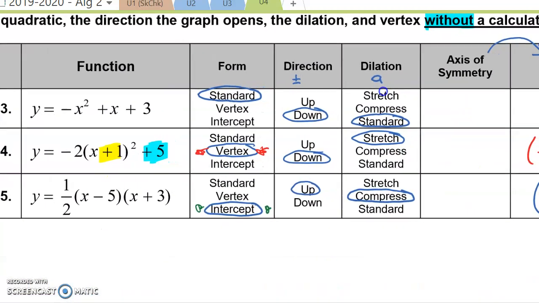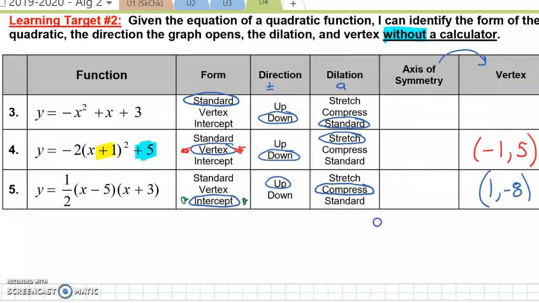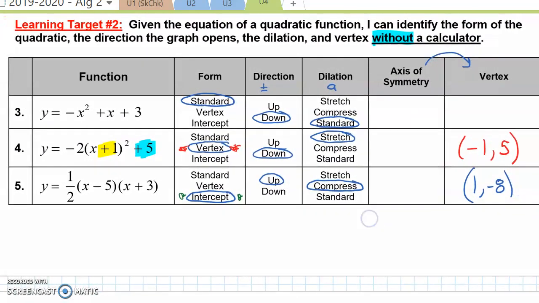So let's take a look at question number 3 then, where we're given it in standard form. How do we determine the vertex from standard form? Let's take a look at our equation a little bit more in depth.